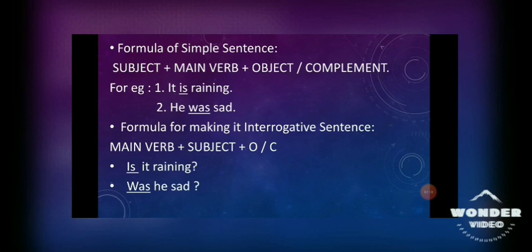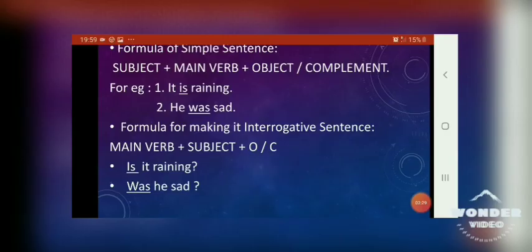Was he sad? So both the sentences I have converted and shown you how to transform them into a yes or no type of question. The way where I transform the simple sentence, I showed you how you can change a simple sentence into an interrogative sentence. So keep in mind the formulas.